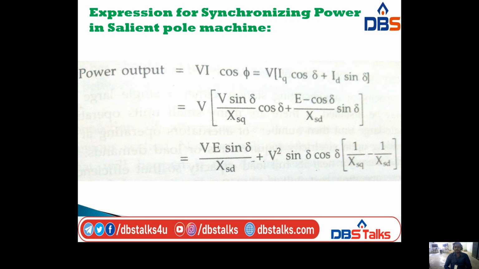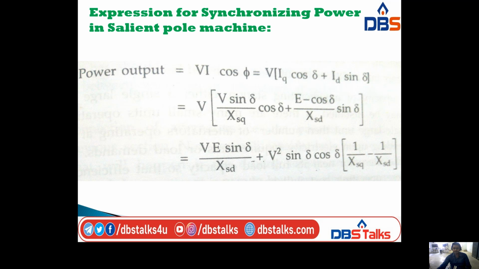And so coming to the power output equation, you know already the equation, that is V into I into cos phi. So that is equal to V into I cos phi, and previously we derived that, that is IQ cos delta plus ID sin delta, substituted here. After that we have V into V sin delta by XSQ into cos delta plus E minus V cos delta by XSD into sin delta, that is IQ and ID values, where IQ is V sin delta by XSQ and ID is E minus V cos delta by XSD, substituted here, and we have V into E sin delta by XSD plus V square sin delta into cos delta of 1 by XSQ minus 1 by XSD. Okay, this is the power output.